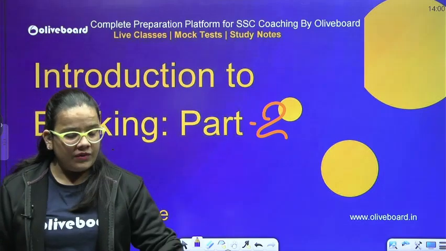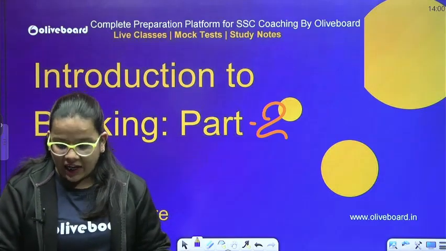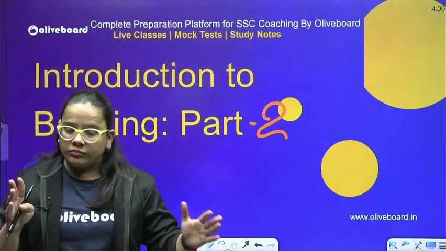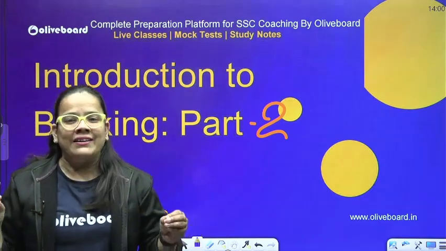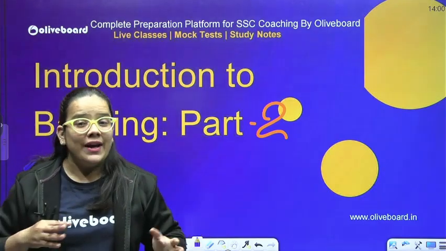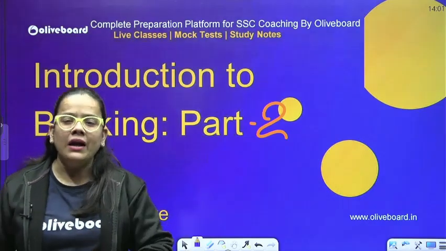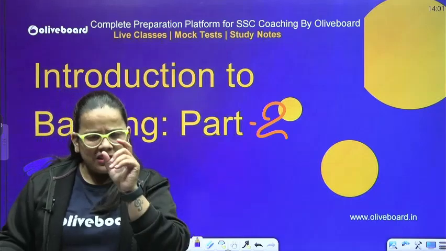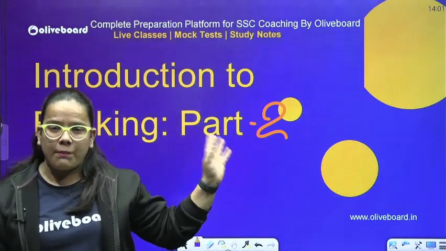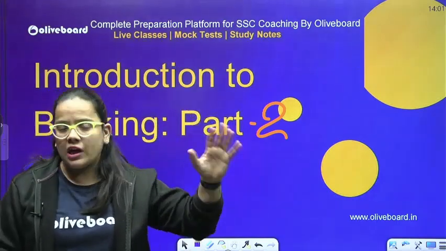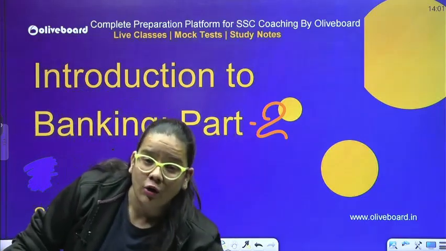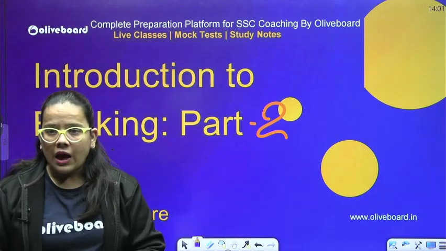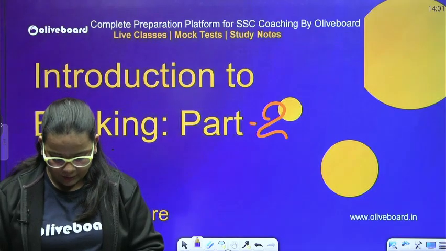Okay, so we have not completed the banking part yet. In this session, we are trying to complete the introduction to banking part 2, as well as initiate the RBI part, as we have two classes of RBI. So don't worry about it. We can take just half an hour for this introduction to banking part, and later we will start the RBI, the Reserve Bank of India section. Are you okay with that?